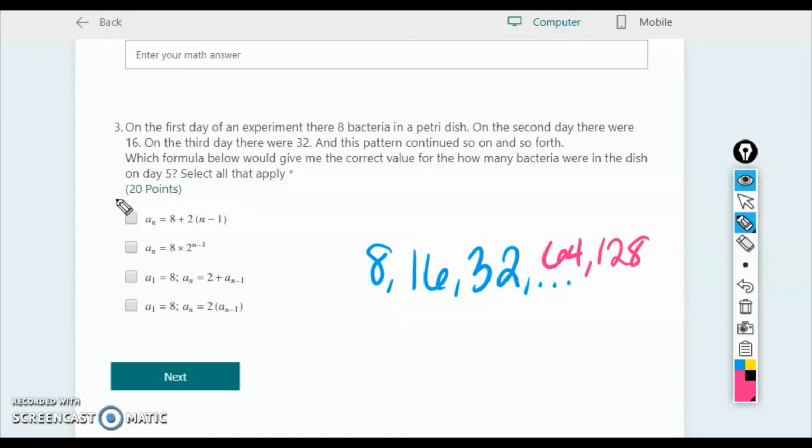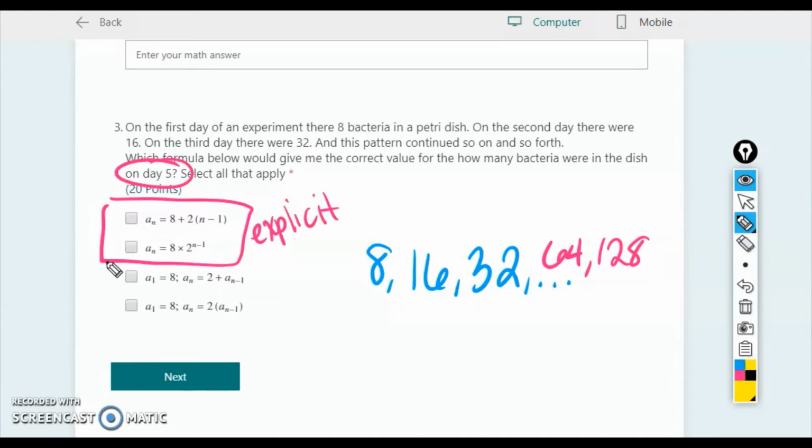Okay, so these two are explicit formulas. That means I don't need to rely on anything but this formula, and I just plug in what value I need. And then these two are implicit, which means that it relies on the term before it. So there's probably one of these and one of these.